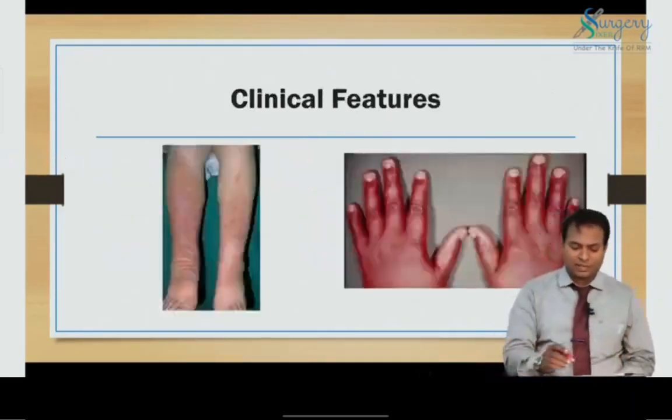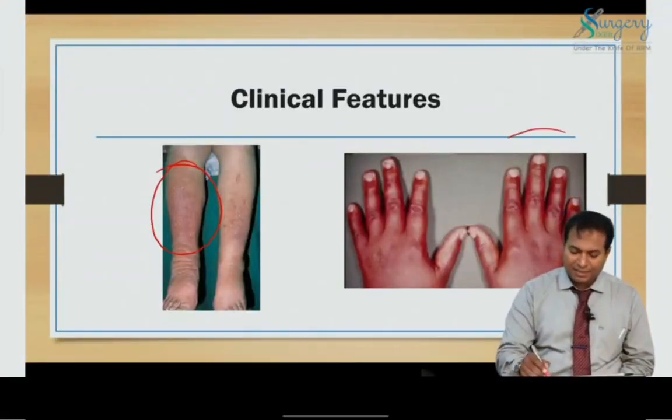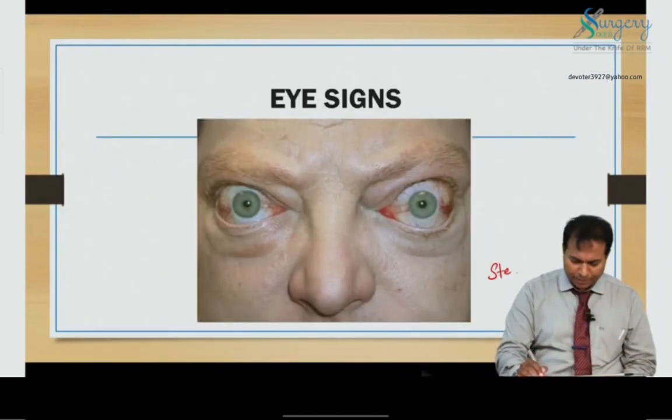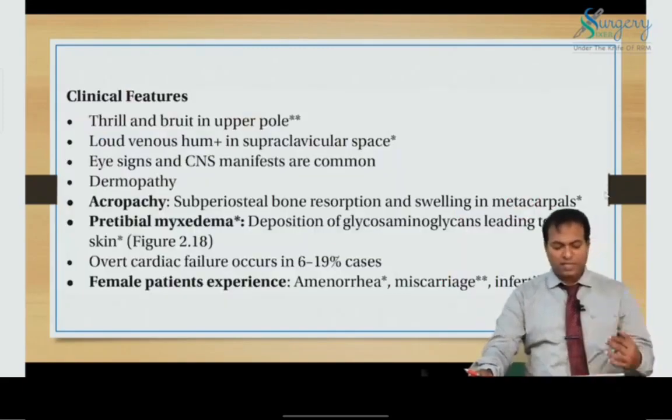And clinical features we have discussed. See the pretibial myxedema: mucopolysaccharide deposition, glycosaminoglycans, get deposited in the pretibial area, giving this appearance. And this is acropachy, subperiosteal resorption in Graves' disease. You can see the staring look of Stellwag's sign. And visible upper sclera is known as what sign? Lid retraction is known as Dalrymple sign. Okay, visible upper sclera is Dalrymple sign. So please don't forget all the signs I told you.